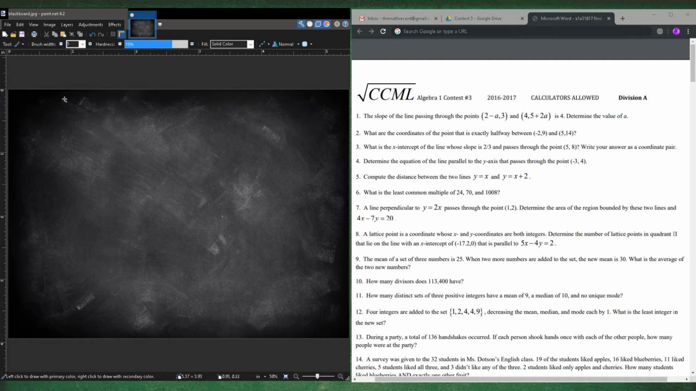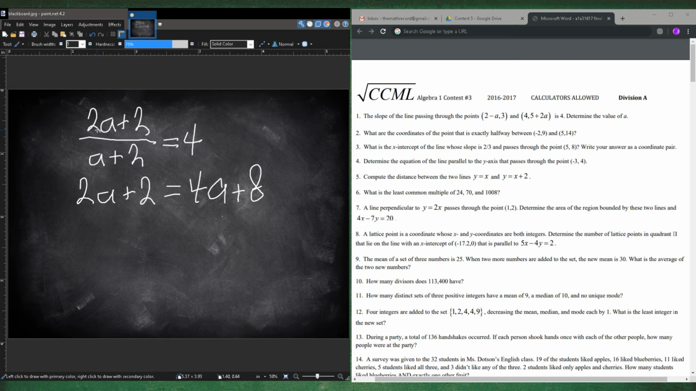So the slope is the change in y over the change in x. The change in y is 5 plus 2a minus 3, so that's 2a plus 2. Let's put it over the change in x, which is 4 minus (2 minus a), so that gets a plus 2, equal to 4, which is the slope. So then you get 2a plus 2 is equal to 4a plus 8, multiplying a plus 2 on both sides. So you get negative 6 is equal to 2a, so a is equal to negative 3. Basically just that simple.